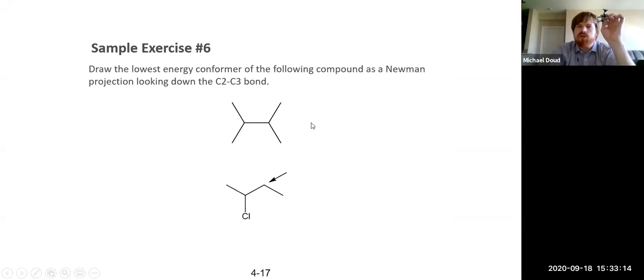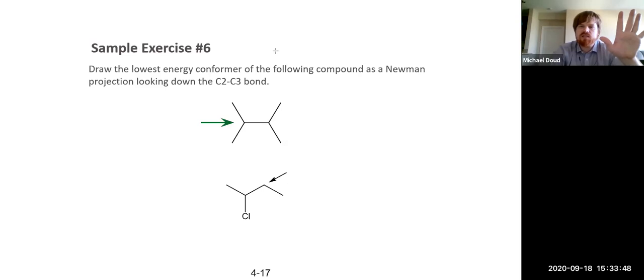So now what we want to do is go ahead and draw the lowest energy conformer for both of these as a Newman projection, looking down the C2-C3 bond. I noticed here I didn't put an arrow before for this one, so let's go ahead and draw it from this angle over here. I'm going to go ahead and pause the recording and draw the answers. I recommend you pause the video at this point. We'll go over the correct answers when we come back. So give it a pause and answer the question.